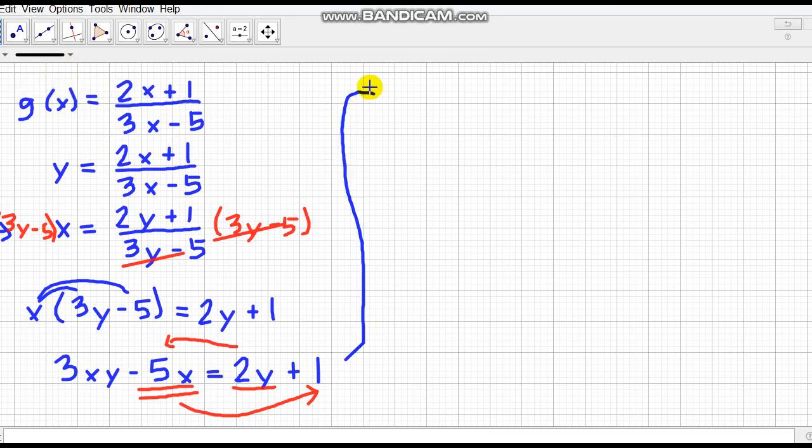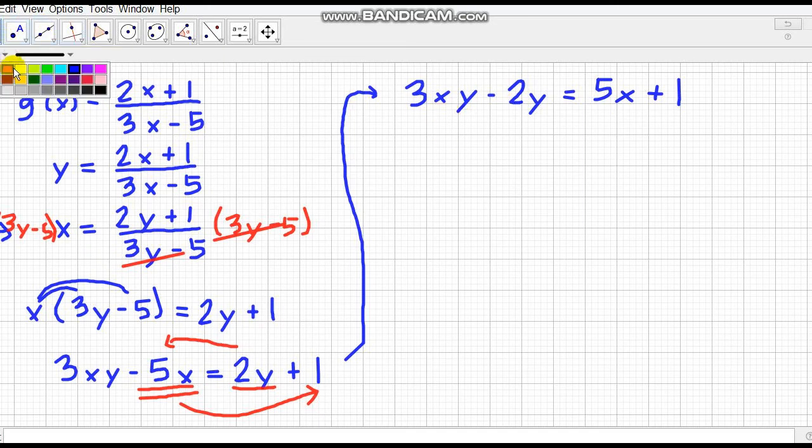We're going to do two transpositions. So this will become 3xy minus 2y is equal to 5x plus 1. So the 5x will transpose, the negative becomes positive, and the 2y is positive, transposed, it becomes negative. So 3xy minus 2y is equal to 5x plus 1.